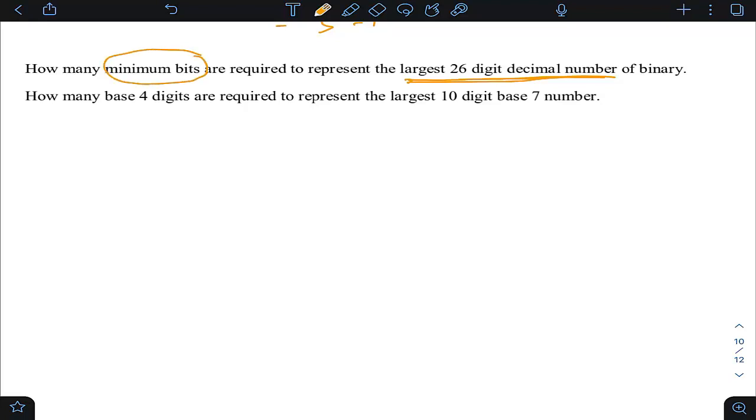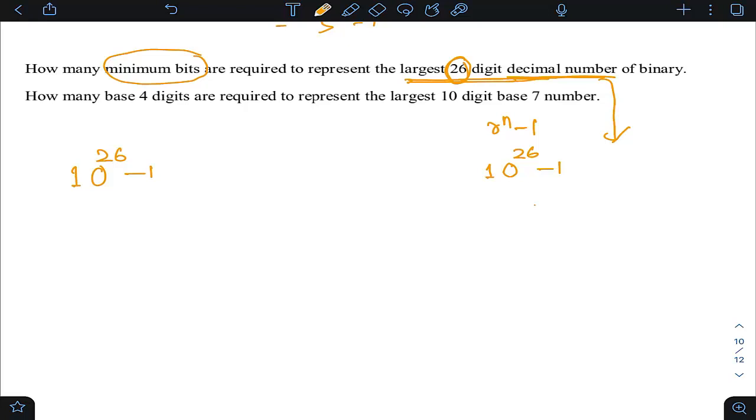So first thing is, what is the decimal equivalent of the largest 26 digit decimal number? Using the formula, that number would be r to the power n minus 1. In this case, 10 is the radix, because decimal means base is 10, and 26 digits means the n value is 26. So it is 10 power 26 minus 1. You want to represent this number, 10 to the power 26 minus 1, using binary bits. So how many binary bits are needed?